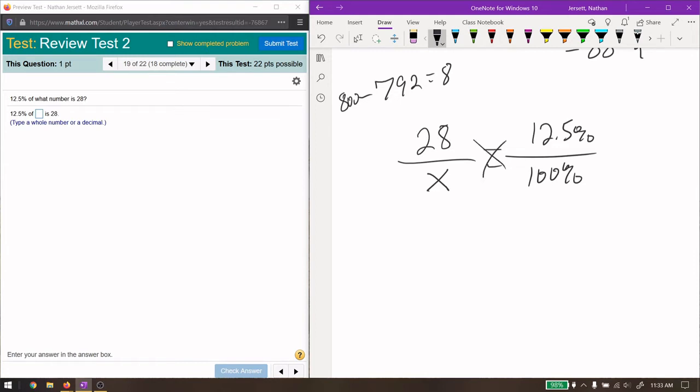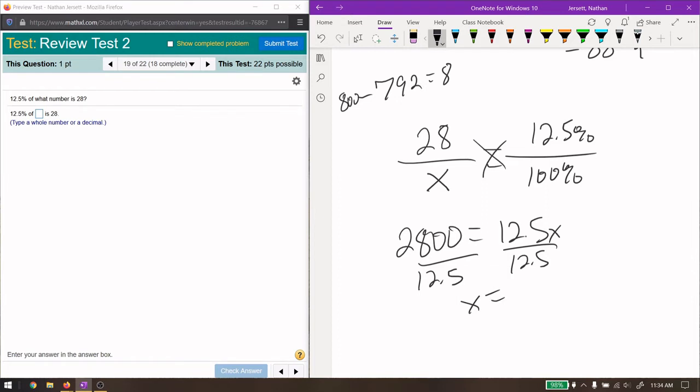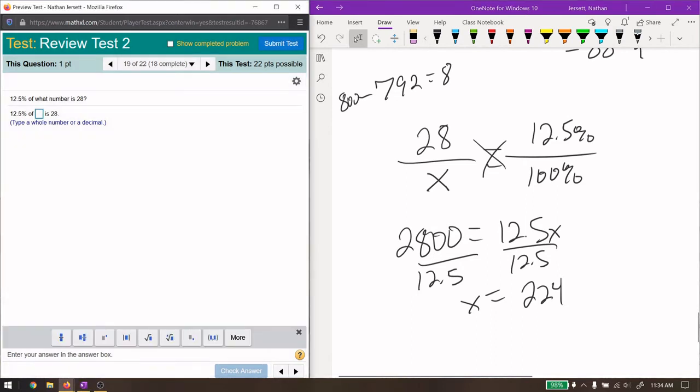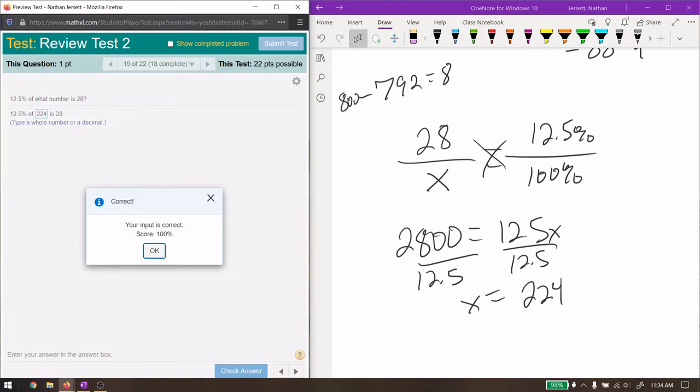Now we can cross multiply and divide. We get 2,800 equals 12.5x. It says write a whole number or a decimal, so we can just divide this on a calculator, and that gives us 224. So 224 is our base. Very good.